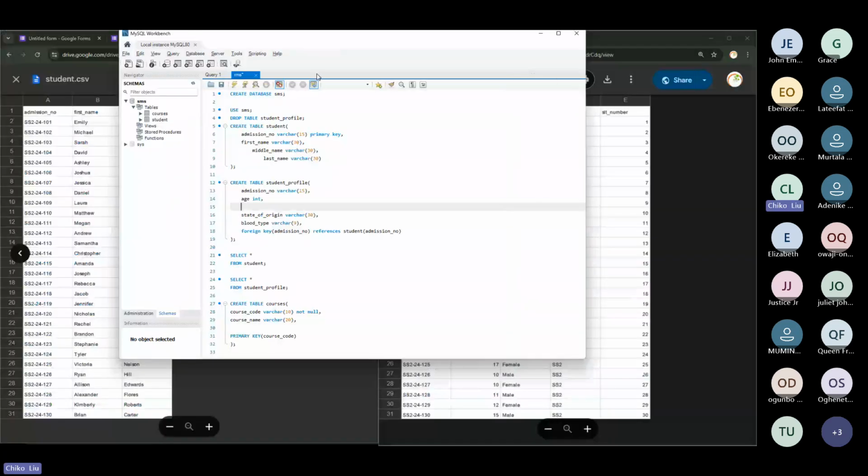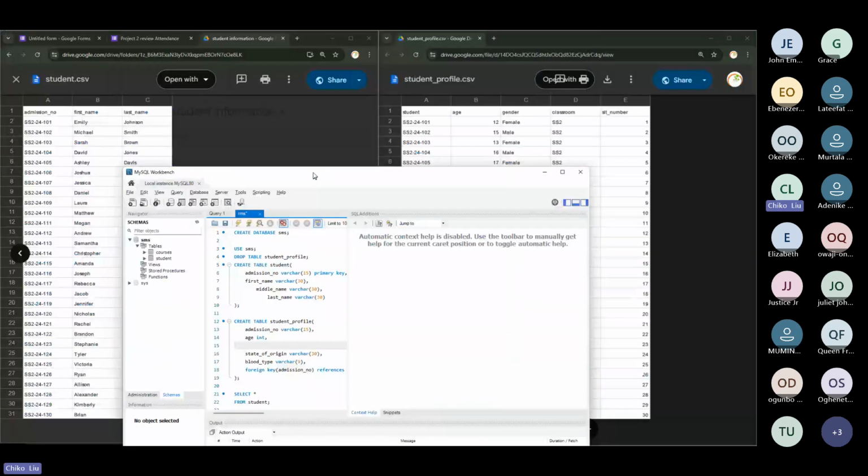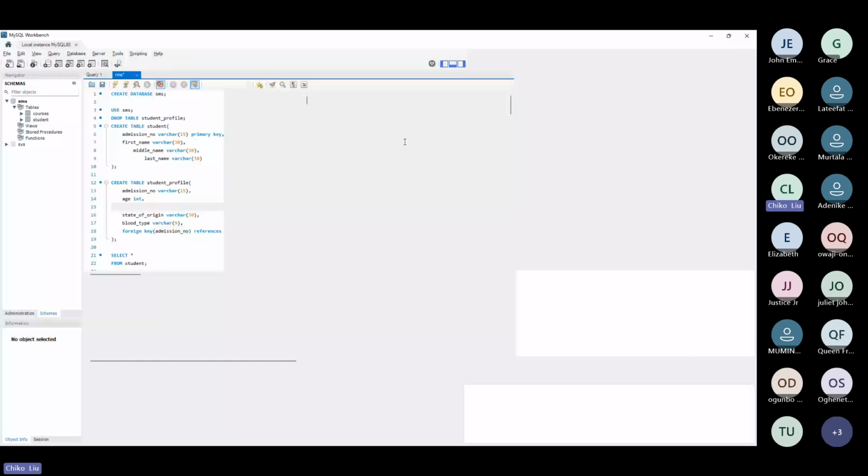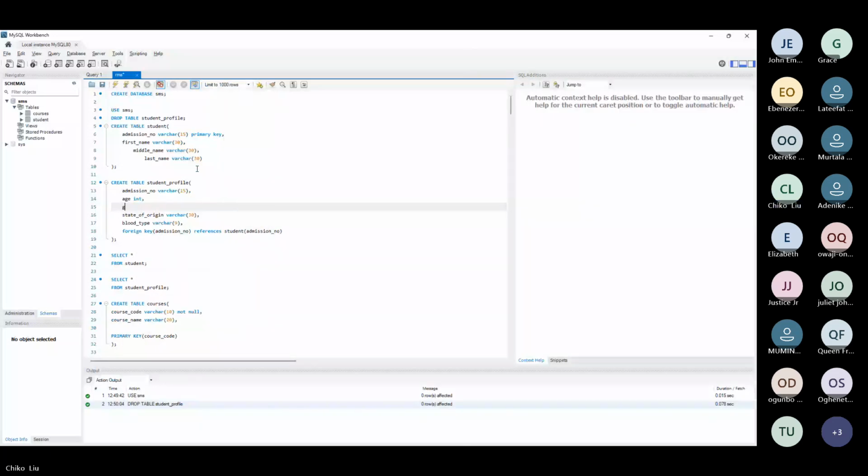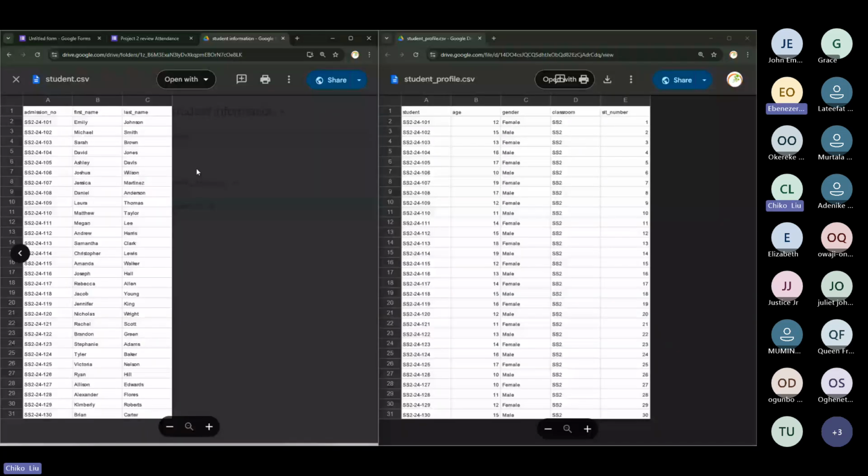We have gender, classroom, and seat number, right? So we have gender. Our gender is a variable character of 6, because female is the longest. Then what else? Classroom, right? So we'll say classroom.